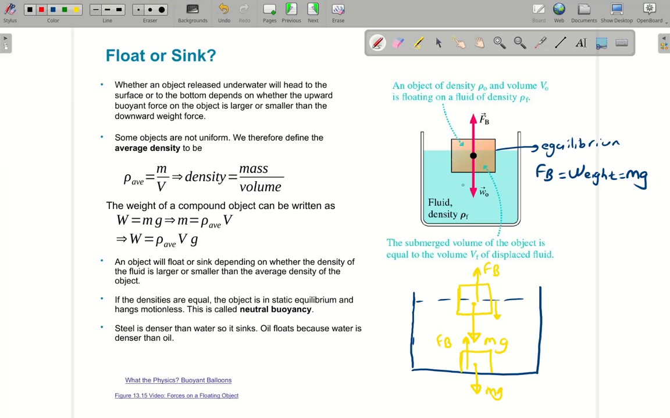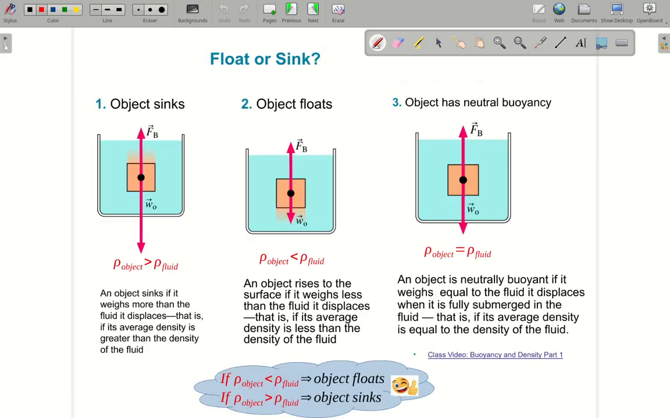We can relate them to the densities. And if we summarize this, we will find that something will sink if its density is larger than the fluid's. It will float if its density is smaller than the fluid's.